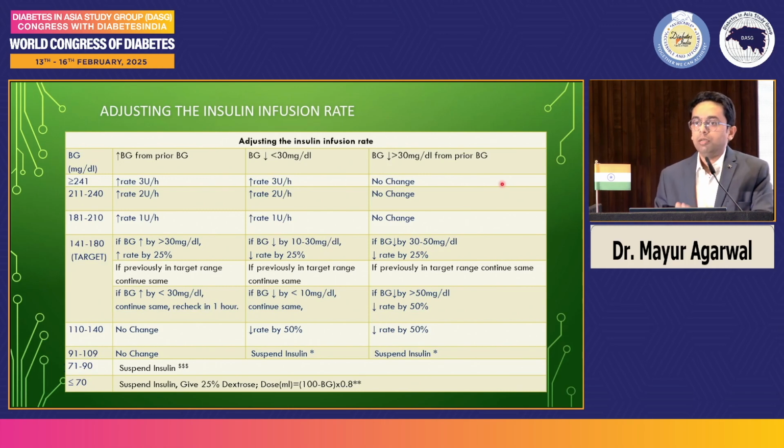If it is falling by more than 25 in normal range, you reduce it by 25%. If it is falling by more than 50, you reduce it by 50%. If you remember this line, it would be easy, otherwise nobody can remember these charts.